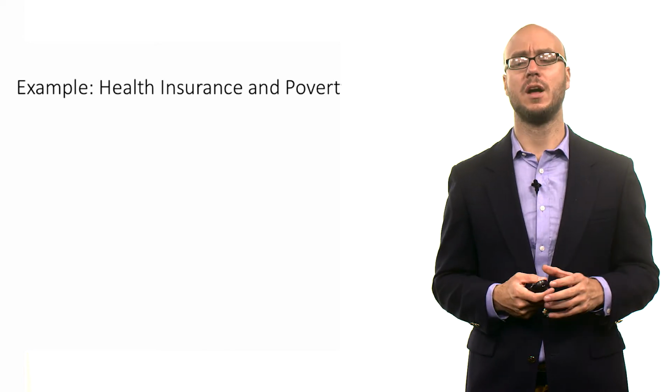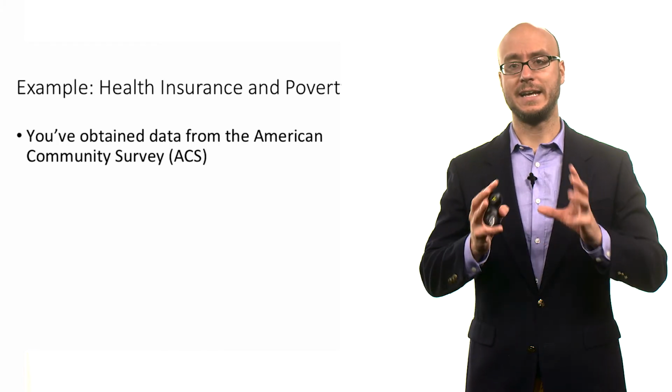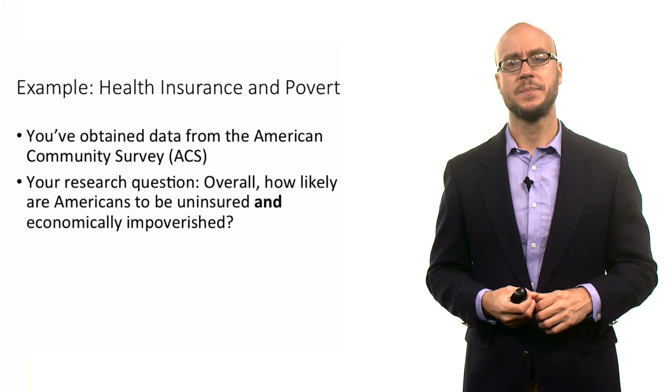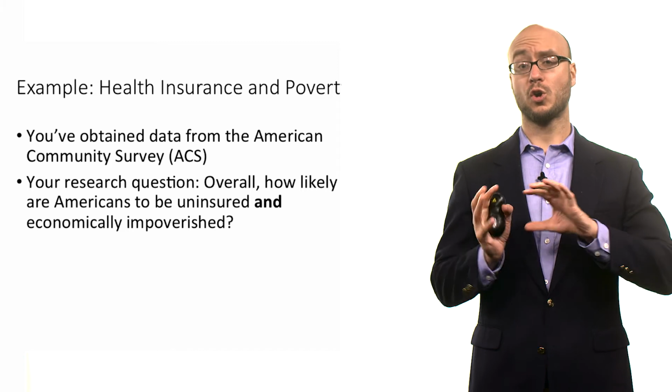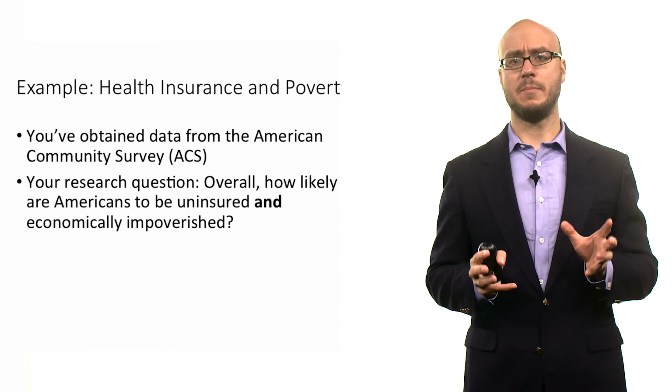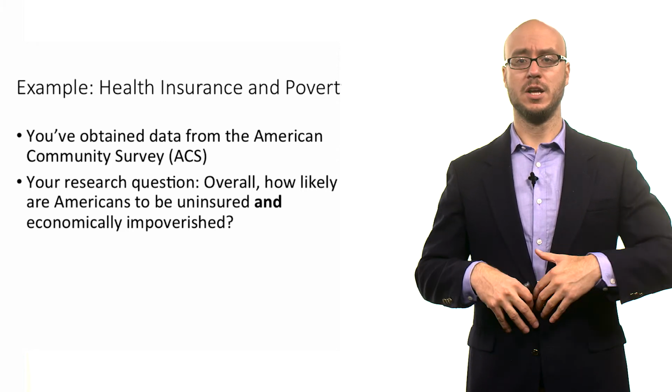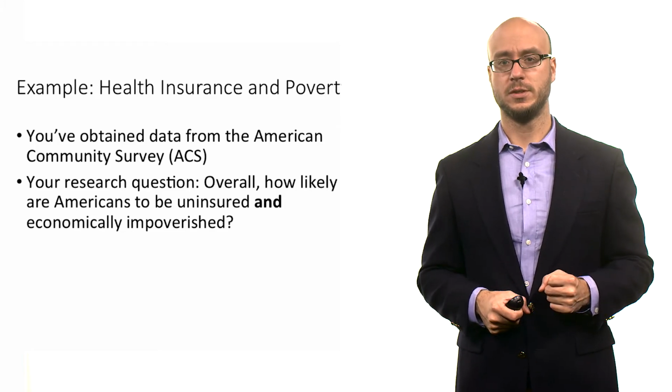So let's look at an example of health insurance and poverty. Again, you are a public health researcher, and this is your research question. You have this set of data, and earlier we asked, how likely is it that Americans are to be uninsured? And we found the probability is 0.12. But now we have two events. We have the event of being uninsured, and we have the event of being economically poor. And we want to ask, how probable is it to be uninsured and economically impoverished?